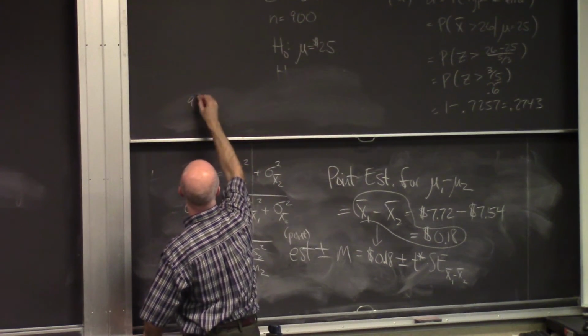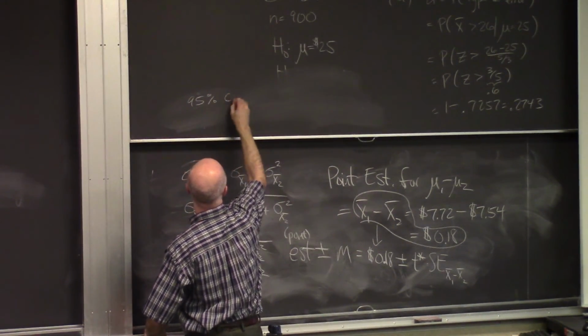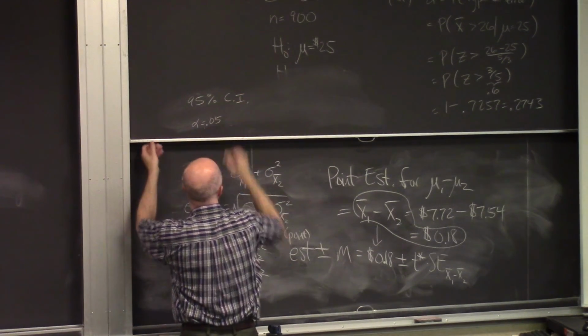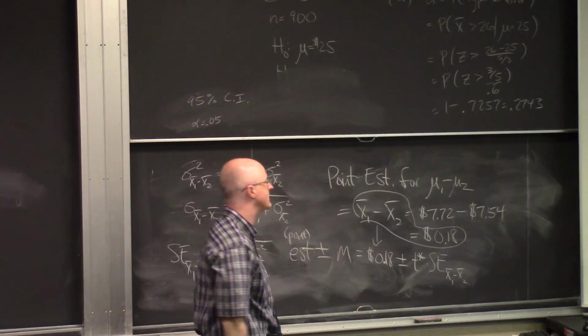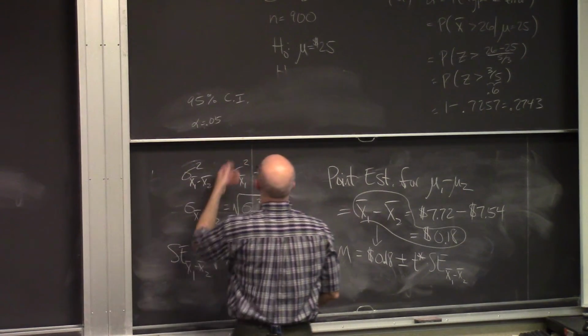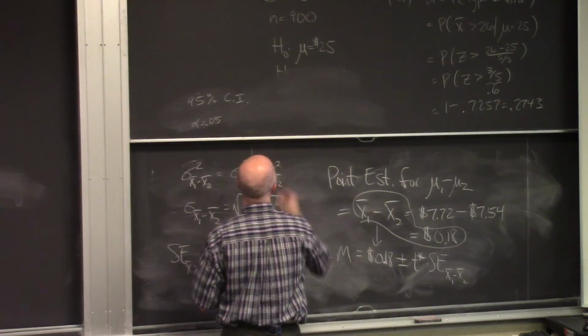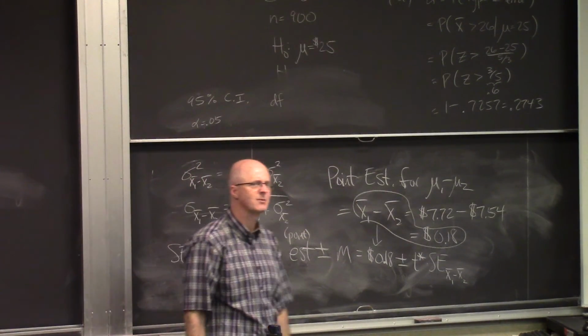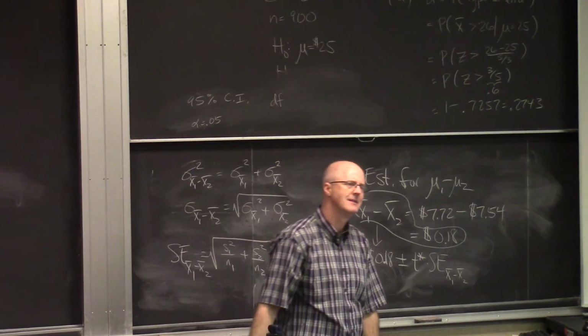We're doing a 95% confidence interval, which for a test is going to mean alpha is 0.05 for the corresponding test, if you do the test. For the 95% confidence interval, the degrees of freedom, okay, what's that here? Is it n1 minus 1? Is it n2 minus 1? Neither?